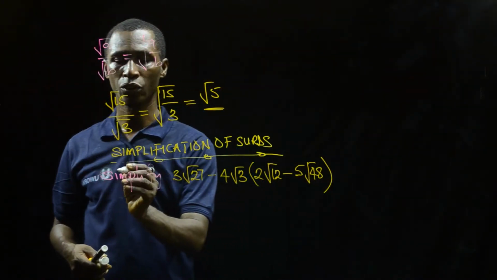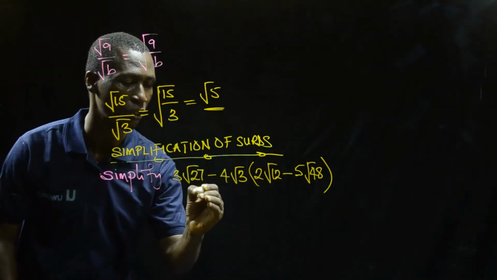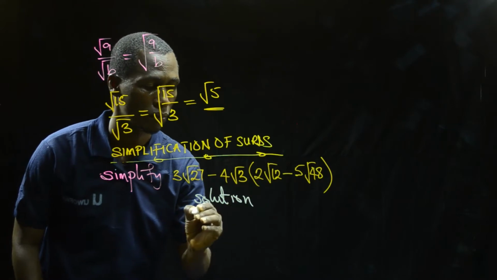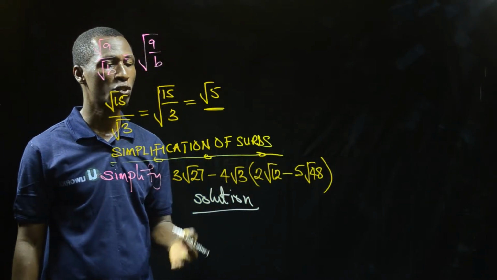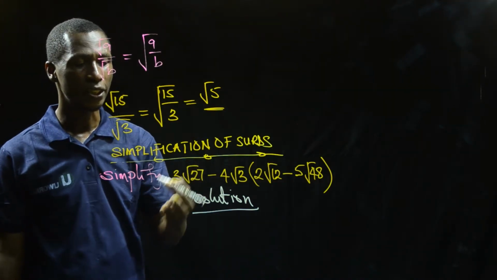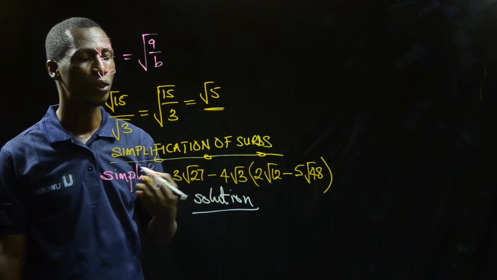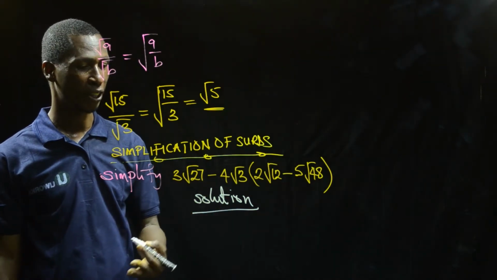So we have this question and we see how best we can try it. Solution. We see 27. We ask ourselves, is it possible to be reduced? If it is possible to be reduced, reduce it before you try to do your expansion.